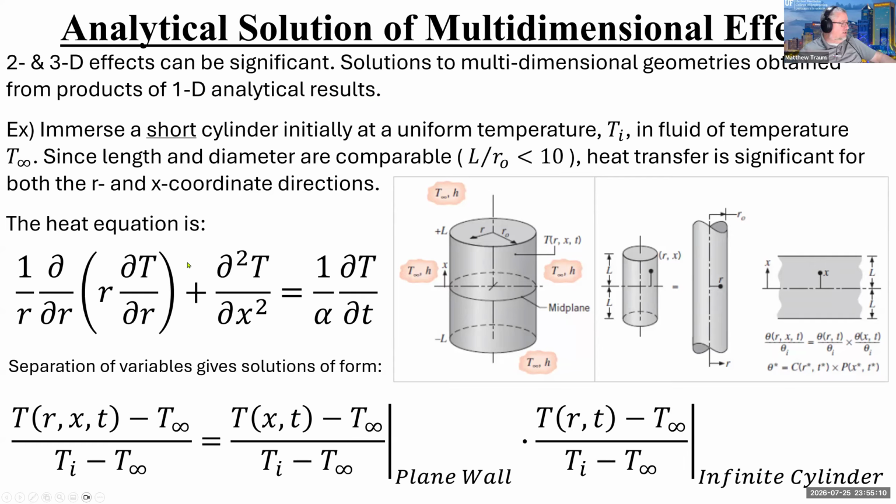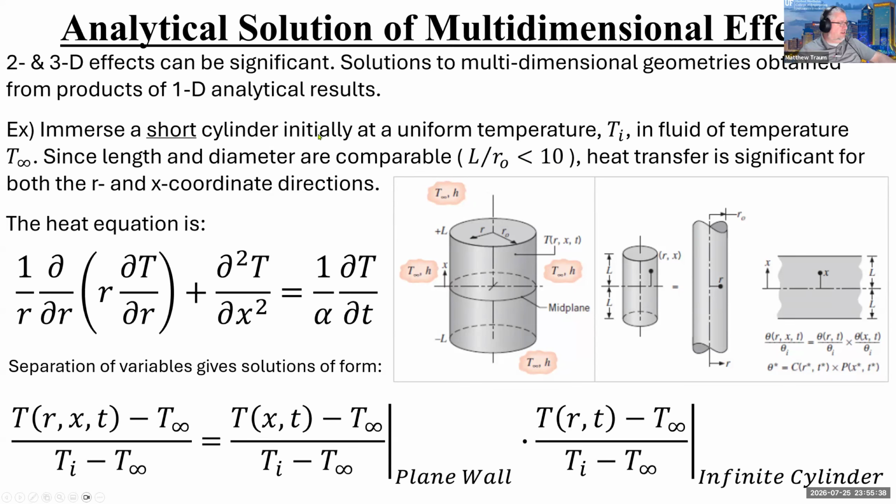So we're going to consider, just as a quick example, a short cylinder initially at uniform temperature that gets immersed in a fluid of T infinity. This is a short cylinder, so its length and diameter are comparable. This does not meet the L over R is greater than 10. This is an L over R is less than 10. And so this is not an infinite cylinder, so we cannot use the infinite cylinder solution that I just described before. And you can sort of see it visually, right?